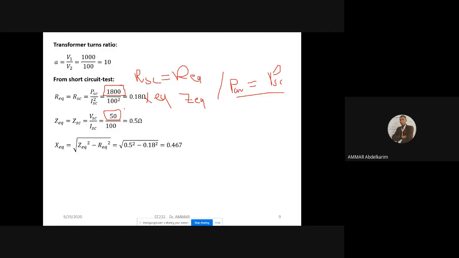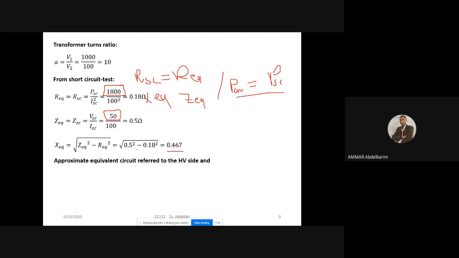Now X equivalent equals the square root of Z equivalent square minus R equivalent square. So this is the value of X equivalent. This concerns the parameters. So RC, XM, R equivalent and Z equivalent have been determined in the open circuit and short circuit tests.